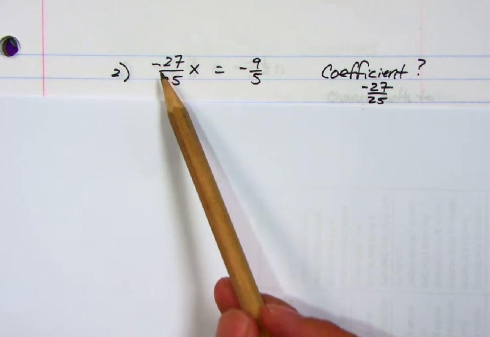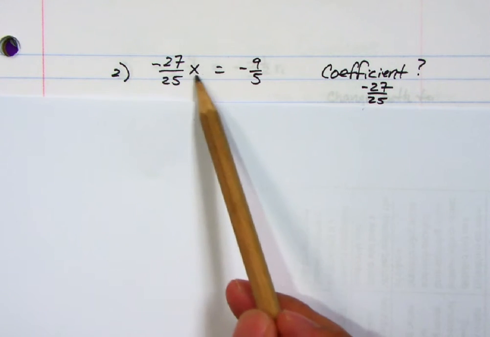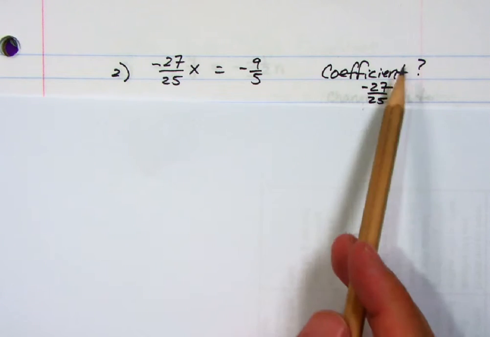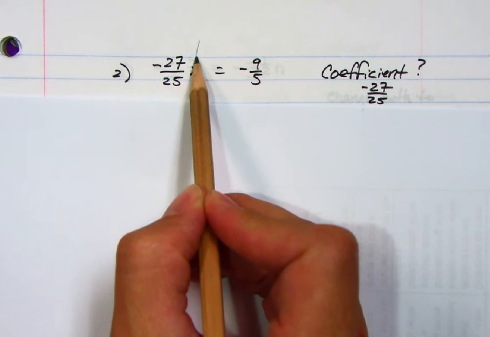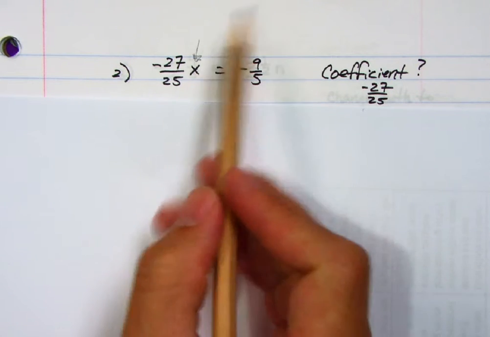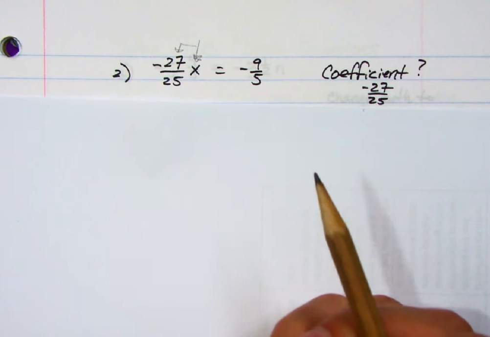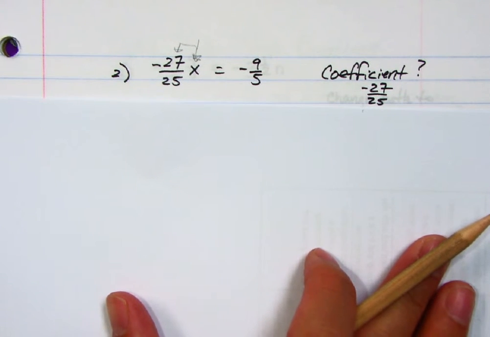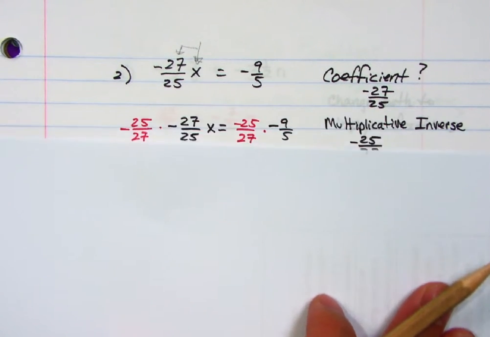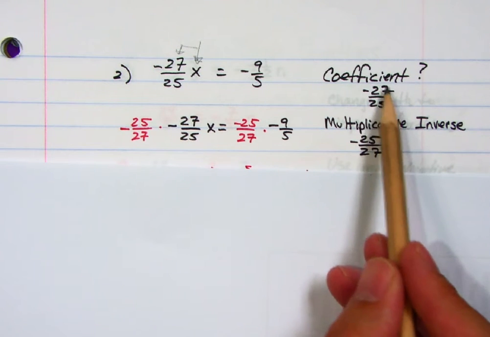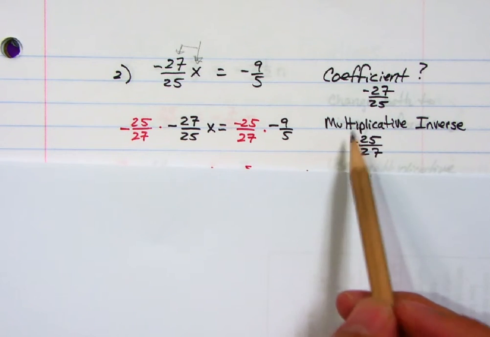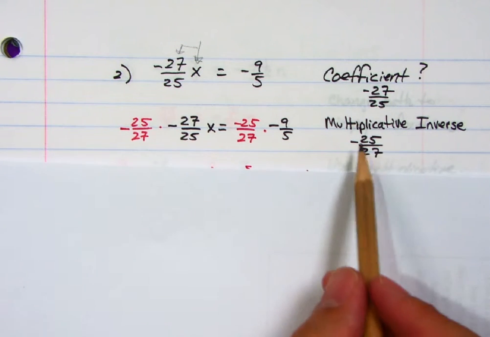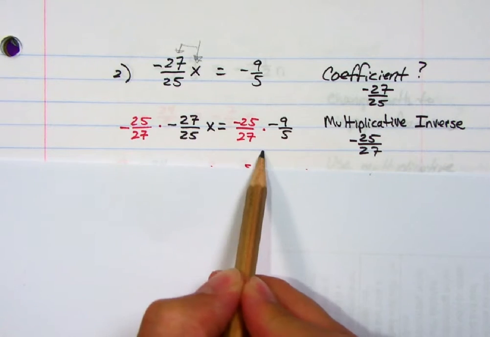So here we go. Let's go with negative 27 over 25x is equal to negative 9/5. Okay, so where's my coefficient? Well, first I have to find my variable. It's right here. So my coefficient is right next to it, right to the left. So there's my coefficient. What's the multiplicative inverse? Well, sure enough, I flip it around. Flip these two. Keep it a negative. I don't get rid of the negative, but I do flip the actual numbers. So 25 over 27. That's what I will decide to multiply both sides by.